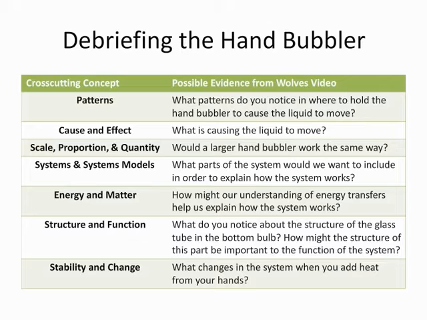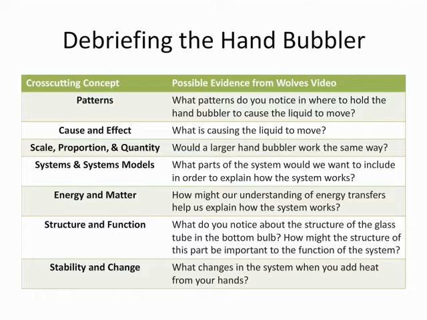I've had loads and loads of different questions for each category. So an example of a pattern question might be, what patterns do you notice in where to hold the hand bubbler to cause the liquid to move? And then there'd probably be lots of other patterns questions you could ask too, right? A cause and effect question might be, what is causing the liquid to move? And you'll notice that's probably the big driving question for the hand bubbler, is what the heck is causing this to happen? A scale, proportion, and quantity question might be, would a larger hand bubbler work the same way?